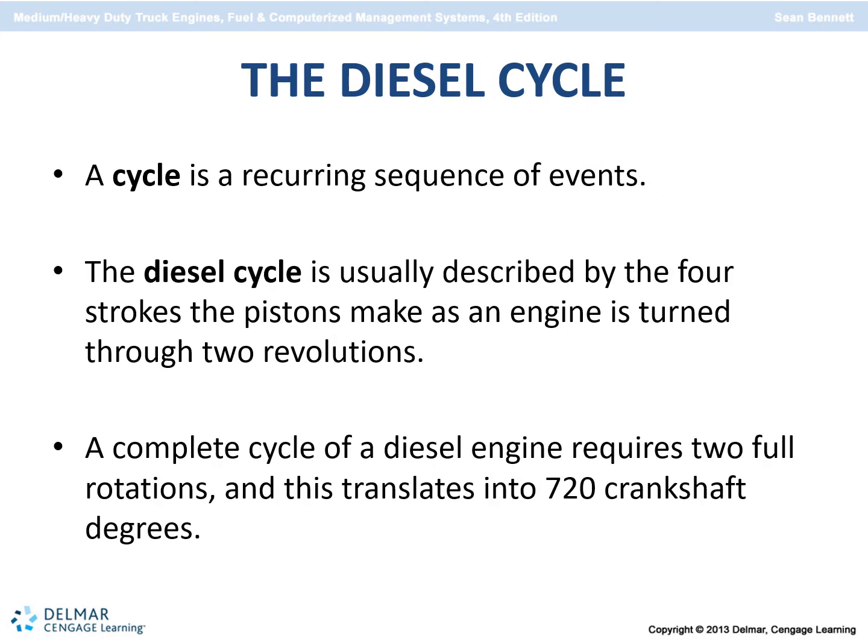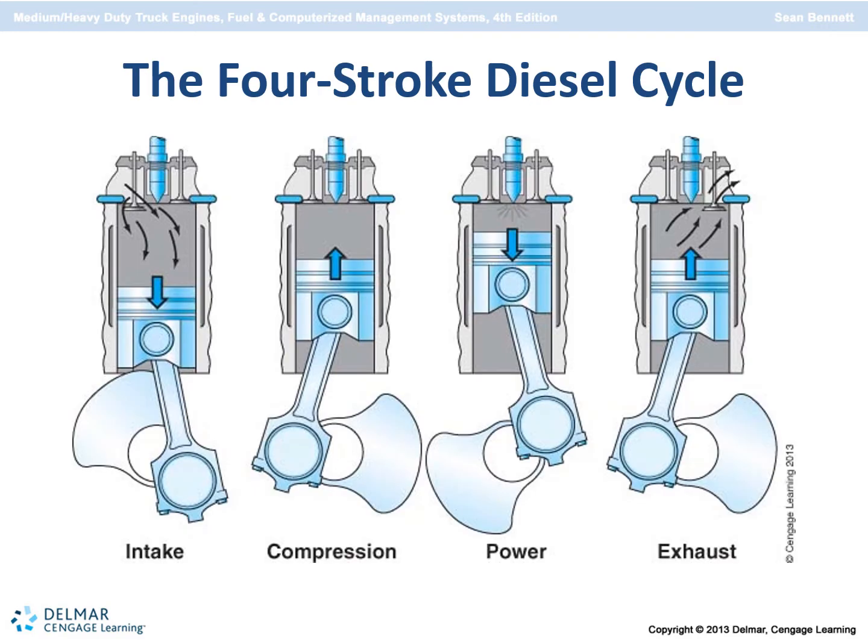A cycle is a recurring event. The diesel cycle is typically 4 strokes as the engine turns through 2 revolutions, and that's 720 degrees on the crankshaft. Describing the 4-stroke diesel cycle.